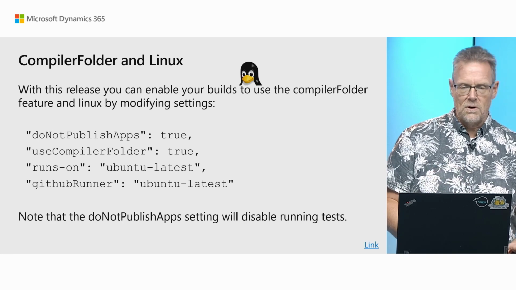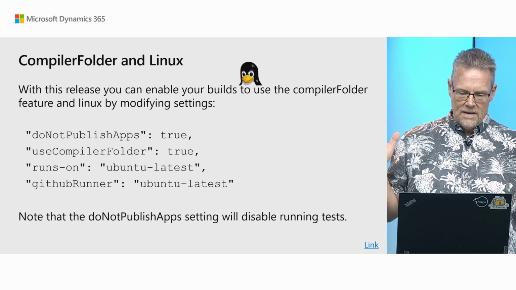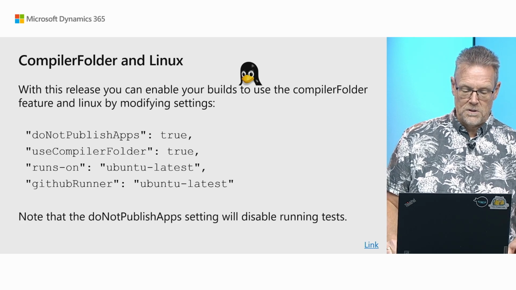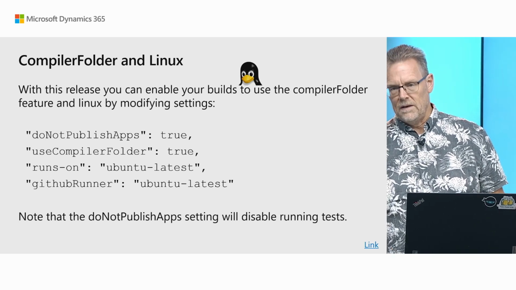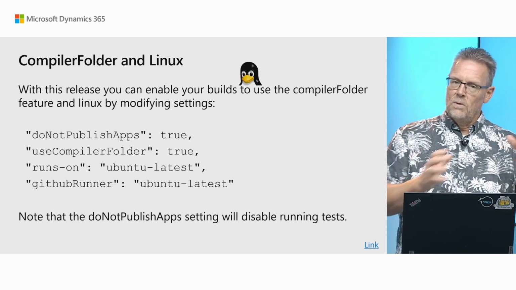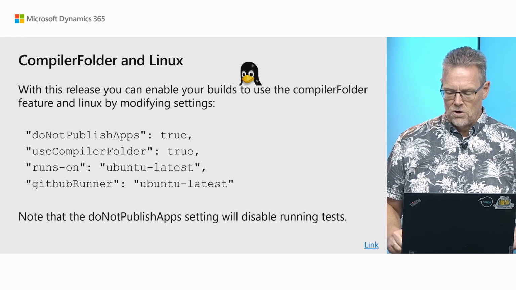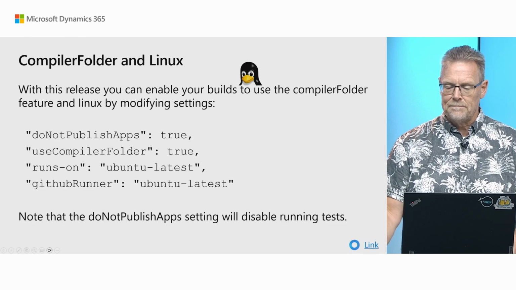With these two settings, you can now set runs on and GitHub runner to Ubuntu latest, meaning that every single part of your CI/CD workflow will now be running Linux. You will not be spinning up a single Windows machine. Note, of course, that do not publish apps will in effect disable running tests, which is the reason why we didn't default these things. We'll default these things when we have testing in place that can run in separate jobs. Let's actually have a look at how this looks and what the performance gain is.